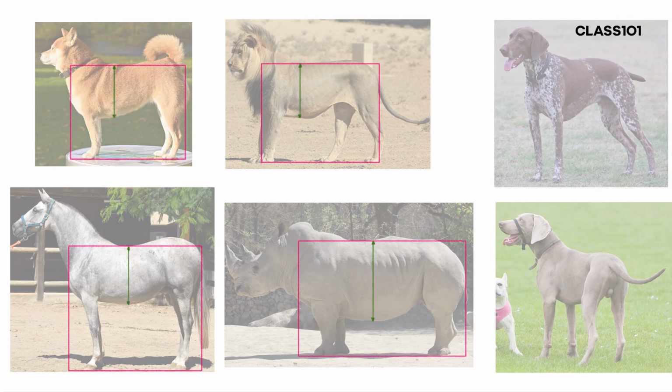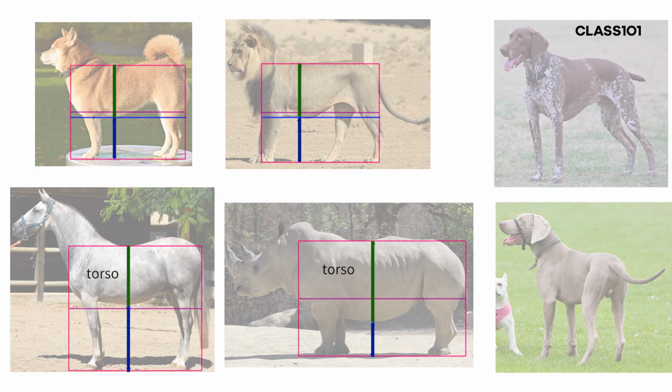Next, we need to find the proportion between the height of the torso and the distance between the torso and the ground. So you can draw a horizontal line in the middle of this rectangle and then see where the torso is in relation to it. In the case of the dog and the lion, the torso is slightly taller than the half of the rectangle. In the case of the horse, it's slightly shorter. In the case of the rhino, it's much taller. It's actually pretty close to taking 3/4 of the rectangle.